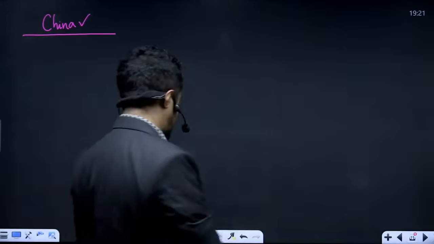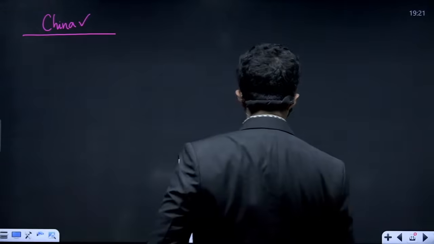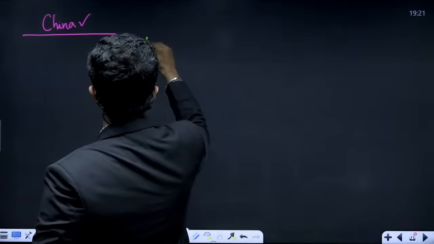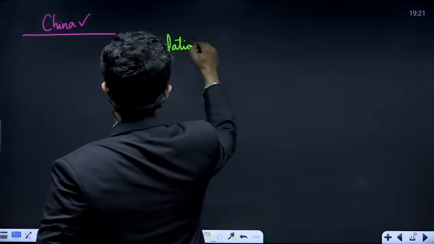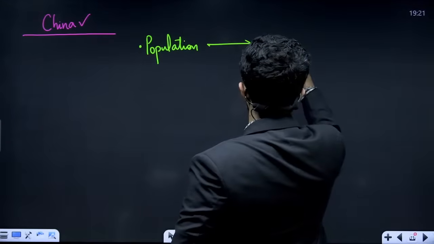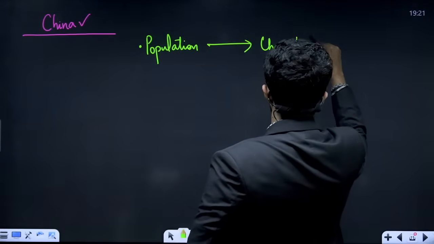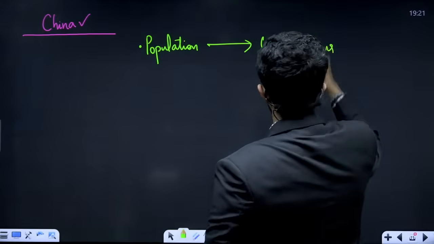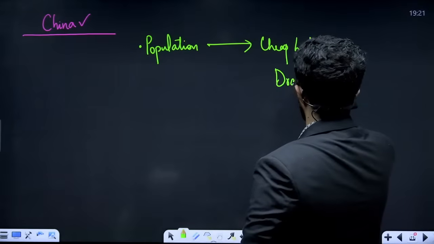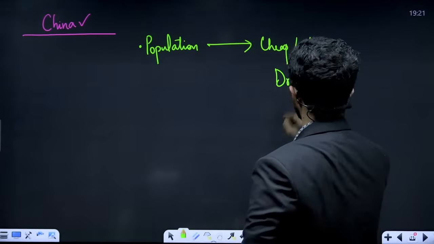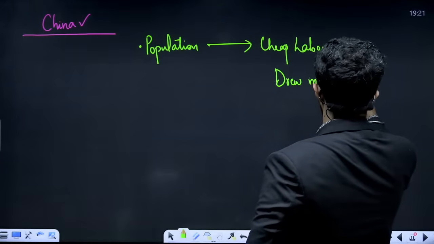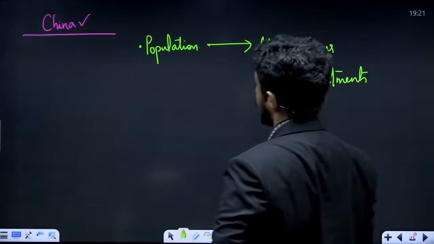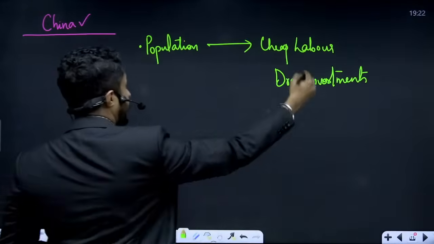China was the new major player. Now what helped China to become a major player? Well, two simple things. One was population, which allowed them to go for what? Cheap labor. The presence of cheap labor actually brought in what? Drew investments. Not just cheap labor.